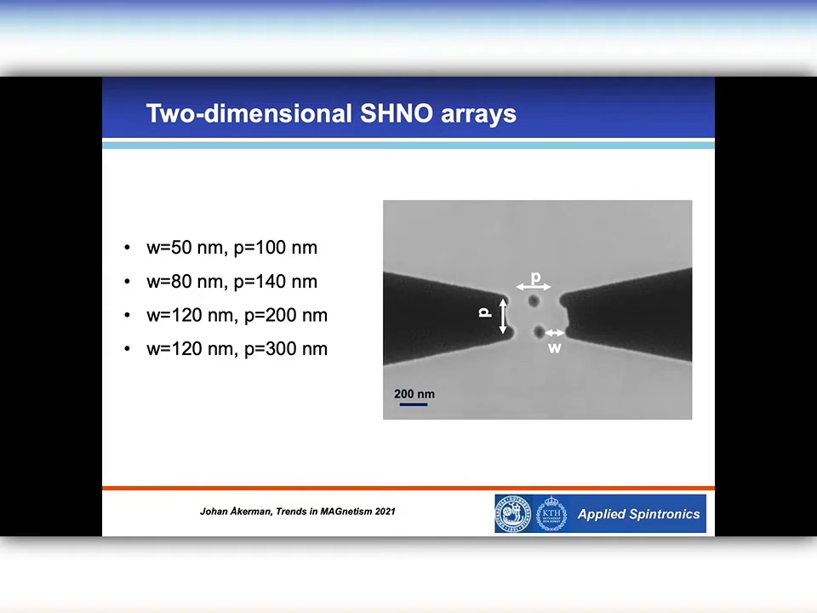And this was a large part of Mohammad Saidinejad's thesis. So he decided to make 4 different types of constrictions, 50 to 100 nanometers, 120 nanometers, and their separation P for pitch, he changed from 100 nanometers to 300 nanometers. And as we will see, these differences have large impacts on the synchronization behavior and on the microwave signal properties.